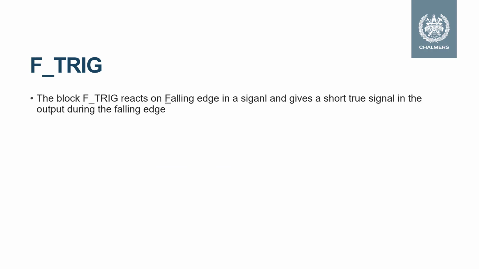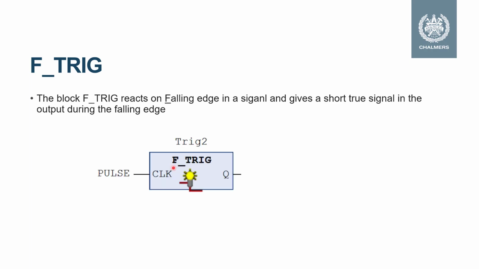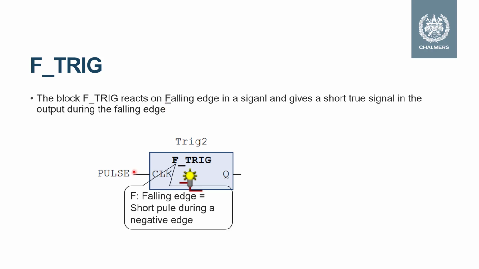The other block that gives a trigger function is the F-trig. Here is the F-trig block in Codesys. We can see it requires a name as well. F in F-trig stands for falling edge, which means that this block will react on the negative edge in the input signal. Again, we need a Boolean input, here, pulse.